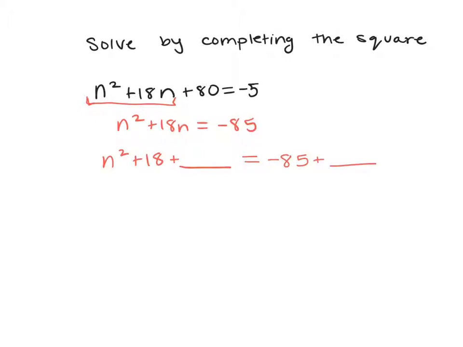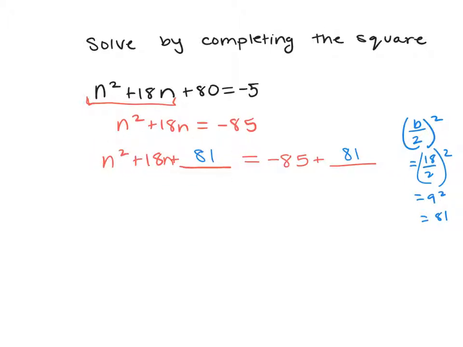And the way that I figure out what value that is, I take our b value, which is 18, and I divide it by 2, and then I square it. So 18 divided by 2 is 9, and then 9 squared is 81. And so I'm going to add 81 to both sides. And that's the way that I'll know that I have now created a perfect square trinomial.